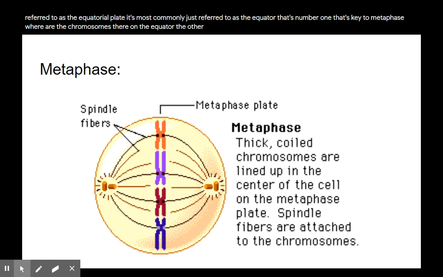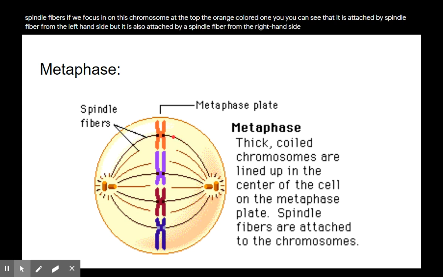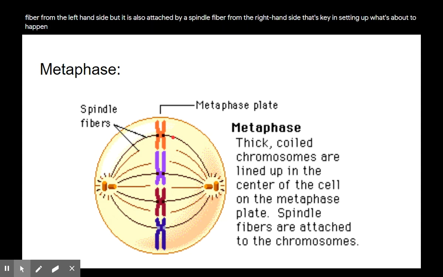The other key factor that you have to take notice of here, though, would be the spindle fibers. If we focus in on this chromosome at the top, the orange-colored one, you can see that it is attached by a spindle fiber from the left-hand side, but it is also attached by a spindle fiber from the right-hand side. That's key in setting up what's about to happen. Every chromosome is attached twice.